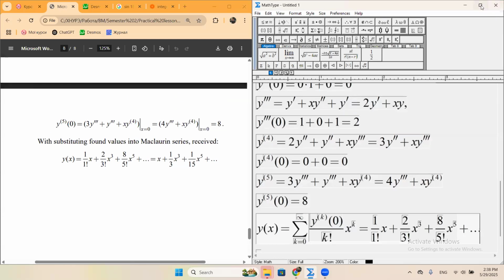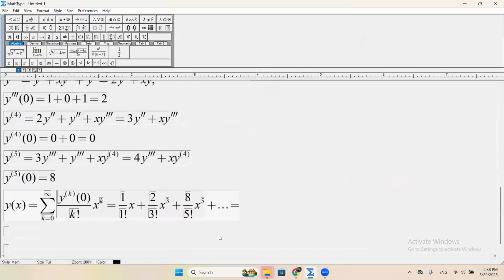I can even simplify it, so let's make it more understandable. So x plus 1 over 3 x cubed, and plus, since 5 factorial equals 120, 1 over 15 x to the power of 5, and so on.